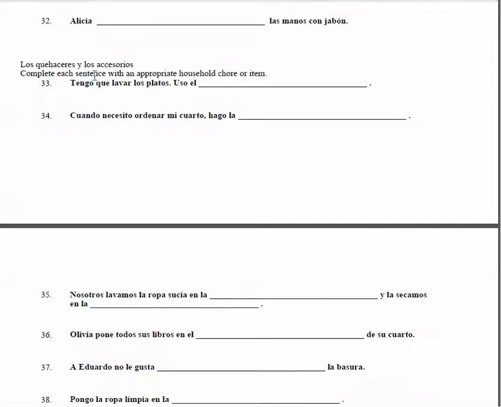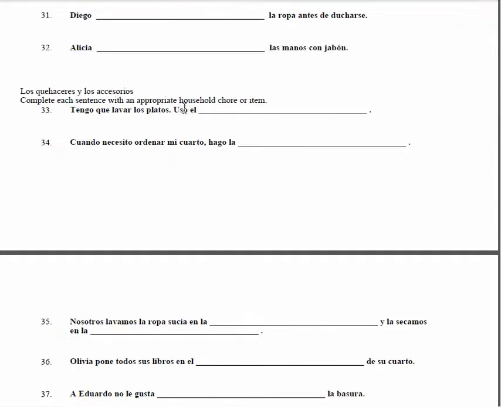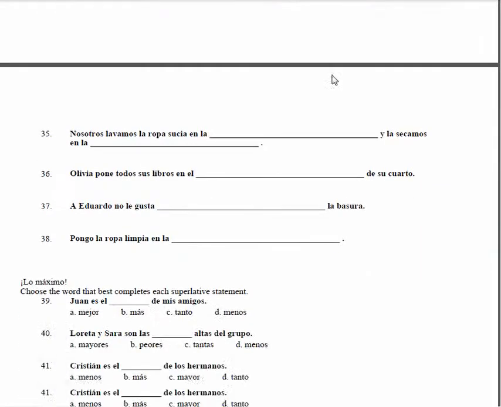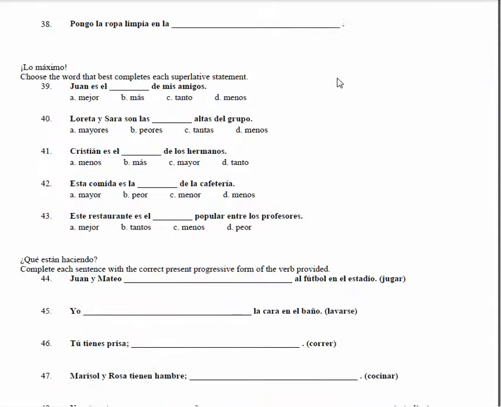Los quehaceres y los accesorios. This is more vocabulary, and there's not a word bank this time. There's just sentences. So for example, here it says, tengo que lavar los platos, uso el. So if you've got to wash the dishes, you're going to be using the dishwasher. So those are the things that you'll be plugging in here, and you'll notice that because these are sentences, there's no need to put an article with the noun that you choose, because if it needed one, it's already been given. Okay.